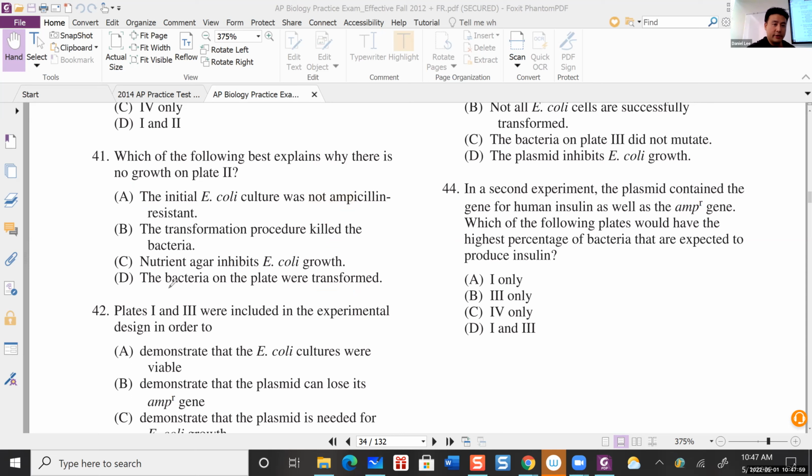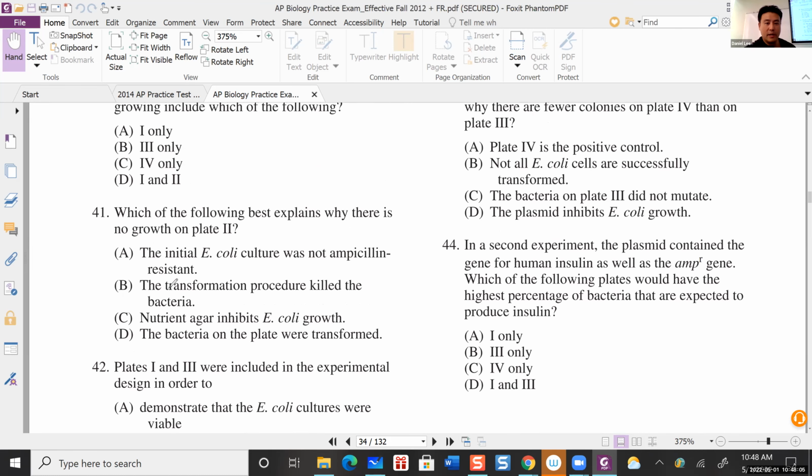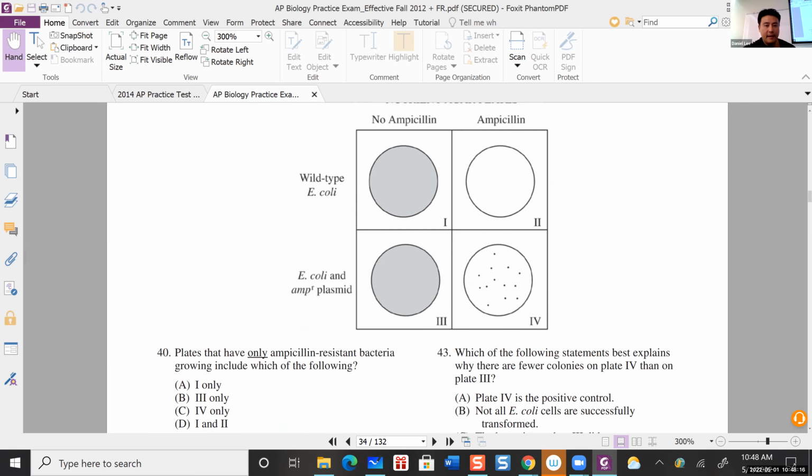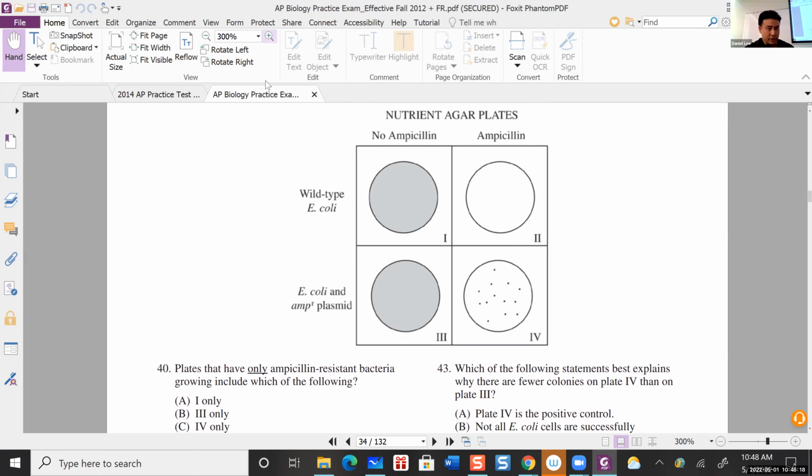All right, let's look at 42. Plate one and three were included to do what? Okay, so what are one and three? Purpose for one and three? Well, I think they're controls, right? One is the control for two. It shows you that ampicillin kills and that the original wild type are not resistant. And three is kind of a control for four. You can think of it that way because the difference is the antibiotic, right?